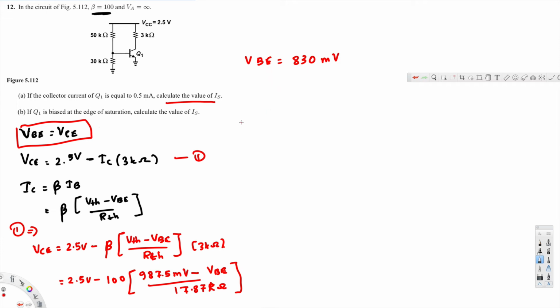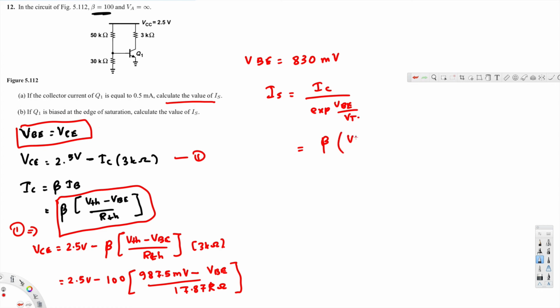Now the question is asking us to find the IS. IS is IC divided by the exponential of VBE divided by VT. Instead of IC we can plug in this equation, beta times Vthevenin minus VBE divided by R Thevenin, and the whole thing divided by the exponential of VBE over VT.